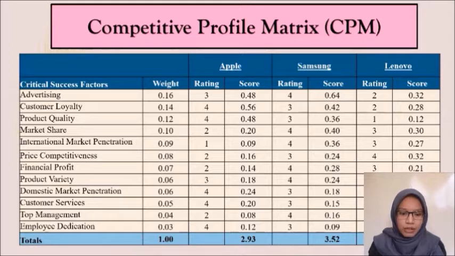And then step 4, we calculate the weighted score by multiplying each factor's weight by its rating. Step 5 is we find the total weighted score of all the firms by adding the weighted scores for each variable. As we can see from the slide, in Apple's case the total weighted score of the CPM is 2.93, but for Samsung it is 3.52. It shows that Samsung enjoys the strongest competitive position, whereas Lenovo has a net competitive disadvantage because it has the lowest total weighted score of the three, which is 2.34.